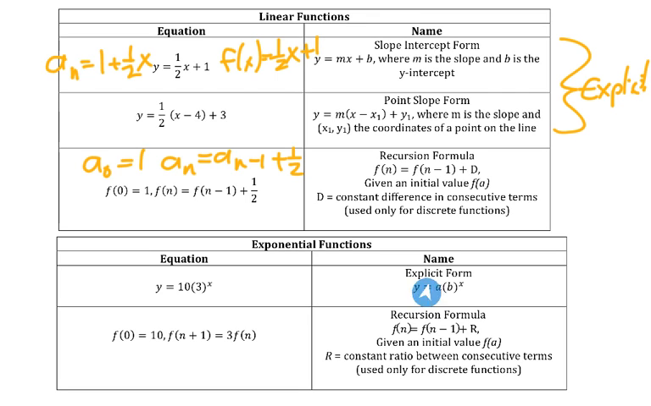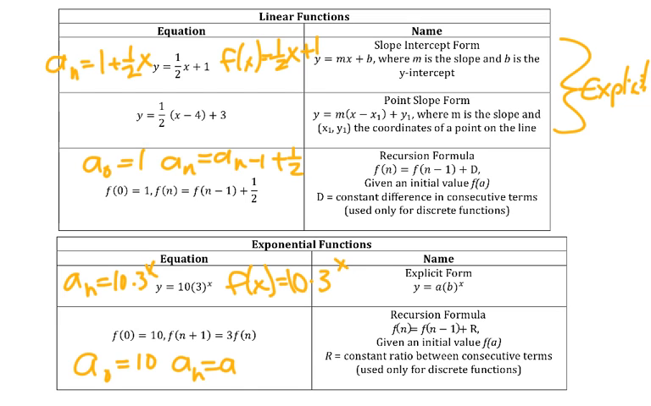For exponential functions, our explicit form, a times b to the x, we've also again written it as a sub n equals 10 times 3 to the x, or f of x equals. Okay, and same with the recursive formula, we can also write it as a sub 0 equals 10, and a sub n equals a sub n minus 1 times 3. So they kind of flipped it around, which we can see as well. Interestingly, that's how we're used to seeing it, but you can write it like that as well.